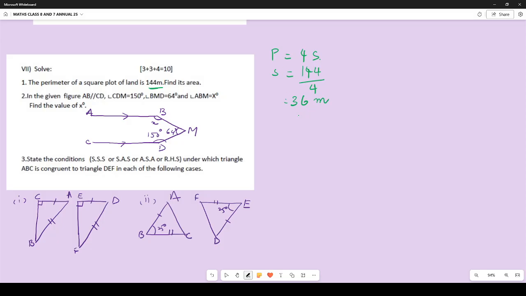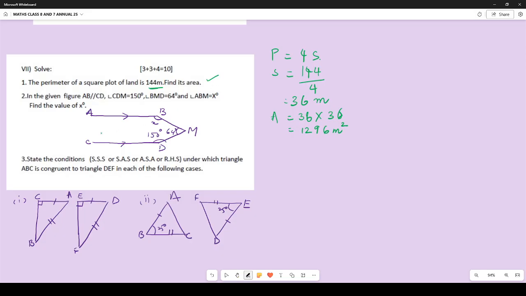So what do we get next? Area. Area is equal to 36 into 36, is equal to, now what do we get when we multiply 36 with 36? We get 1296 square meters. That is the area of the square plot.